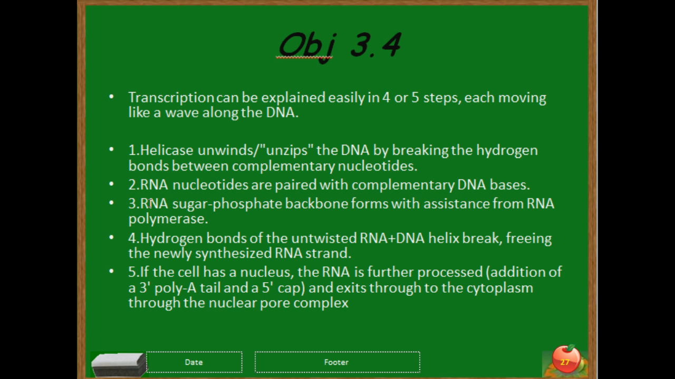For example, if I had A, G, T, C, then for my RNA strand, instead of my A going to a T, my A will go to a U. So if it's ATGC, the A goes to U, T goes to A, G goes to C, C goes to G. Again, we'll go over plenty of examples in lab class.